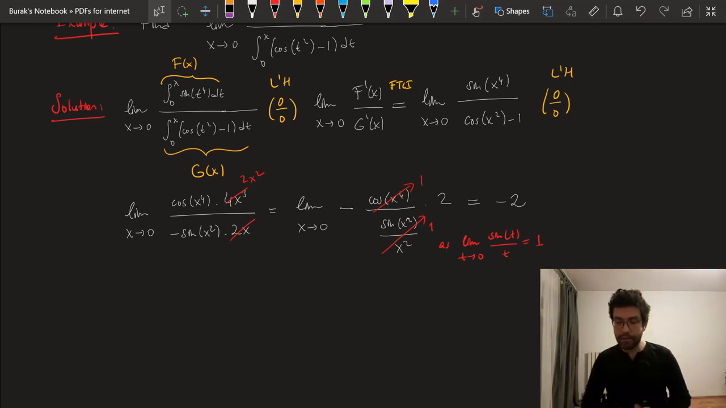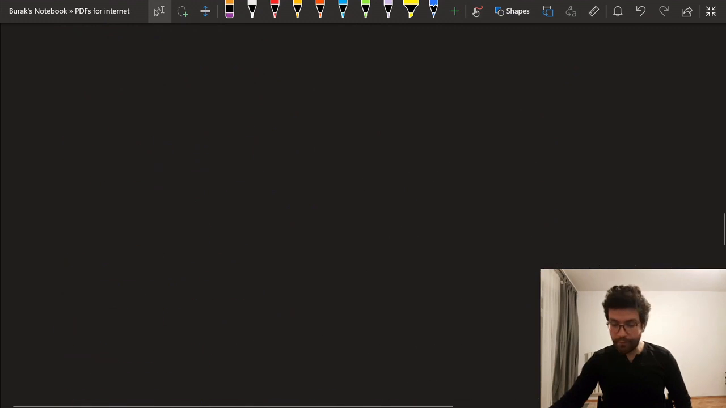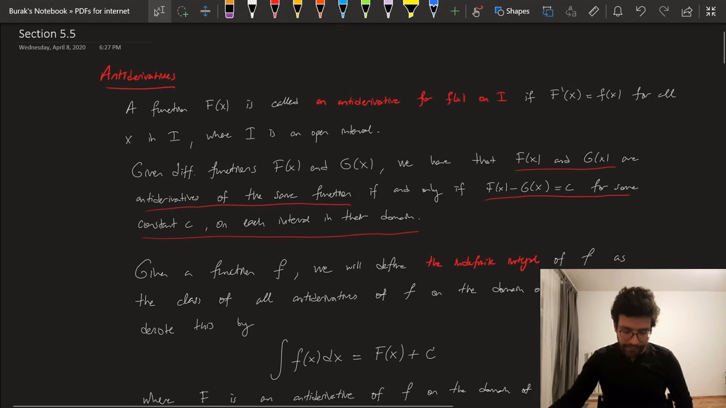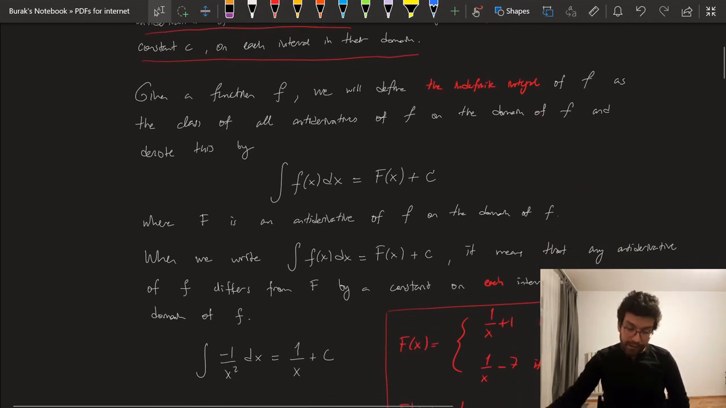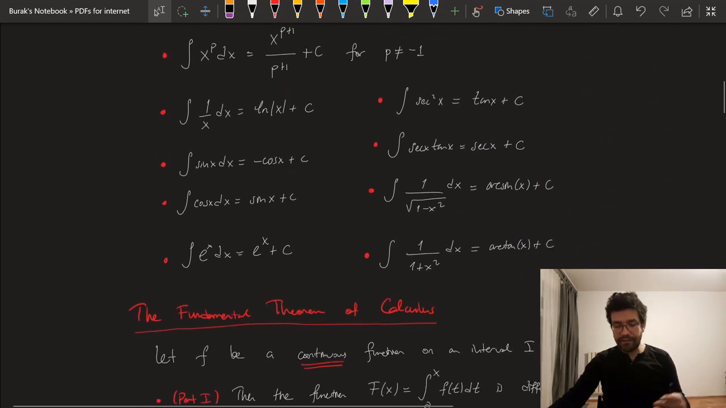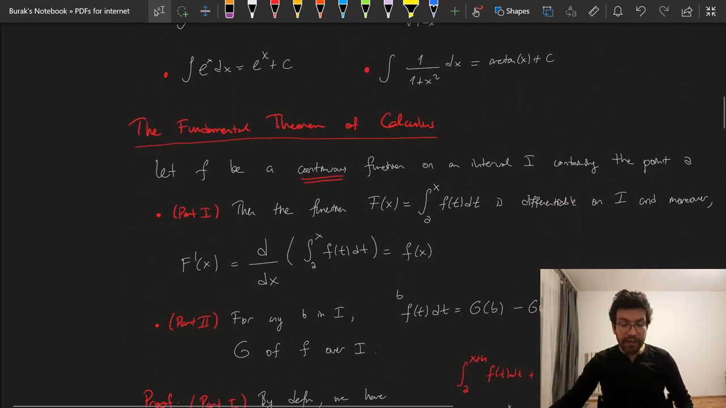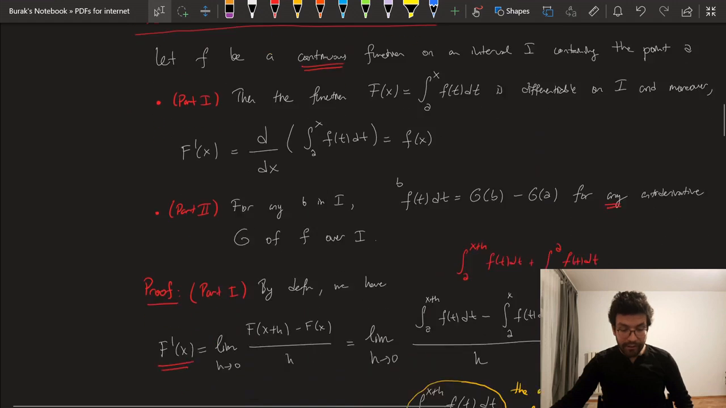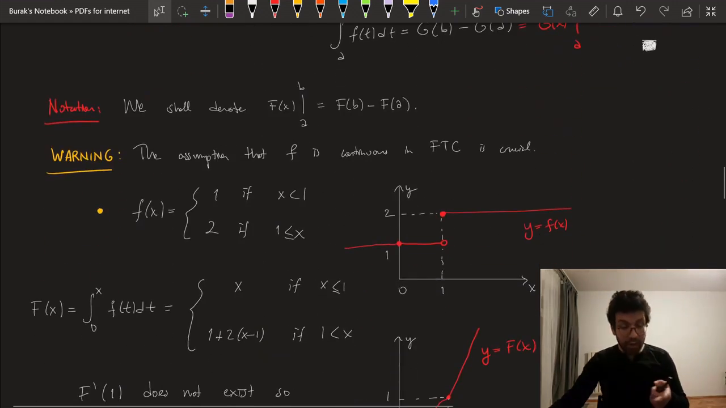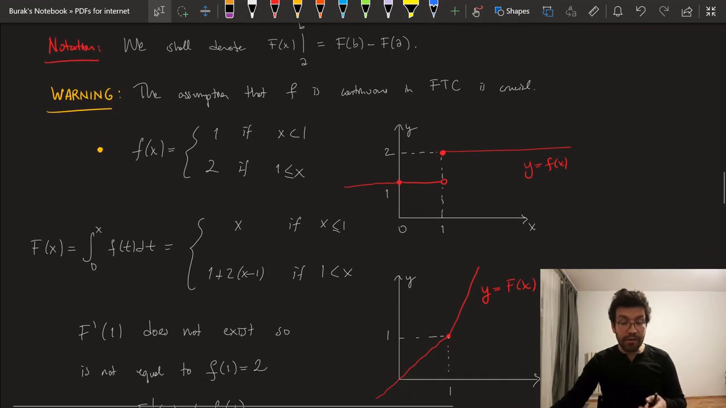So what have we learned? Let's go over what we did today very quickly. We learned about the antiderivatives, the notion of indefinite integral, and then I listed some very basic indefinite integrals, and then we stated the fundamental theorem of calculus, we proved it, and afterwards I showed you why the continuity assumption is necessary in the statement of the fundamental theorem of calculus because of this example.